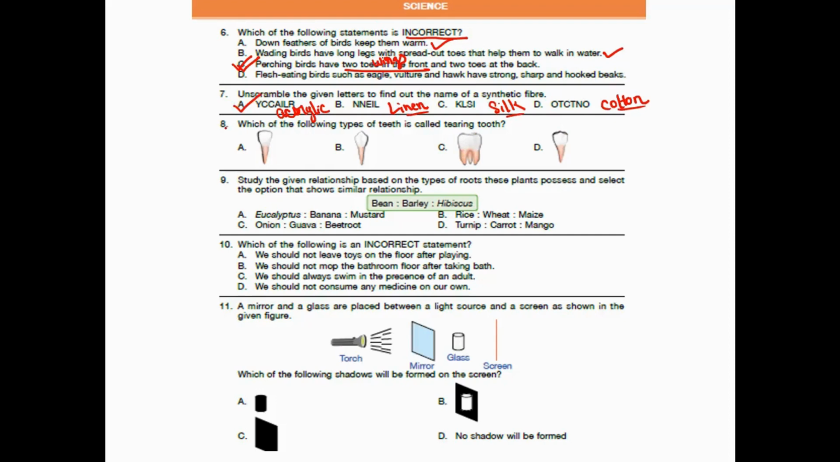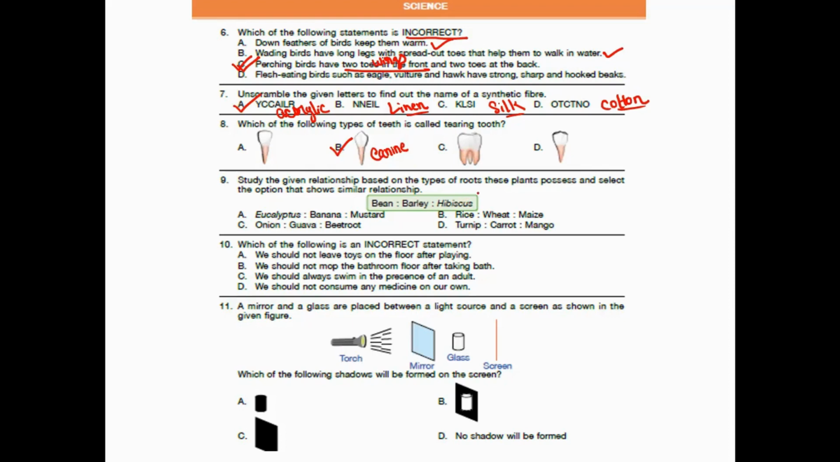Next question, question number 8. Which of the following types of teeth is called tearing teeth, right? So tearing teeth, we know which teeth helps us to tear the flesh. It's the canine, correct? And canine is option number B, right?